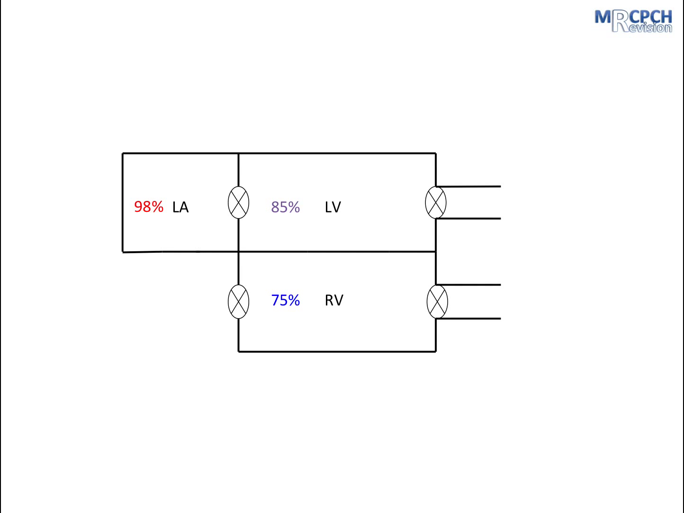A sudden step up or step down in the expected saturation indicates that there's a shunt at some point. The level of the shunt can be determined by locating where the step up or step down occurs. In this example, the step down occurs in the left ventricle, and that implies a communication between the left and right ventricles.